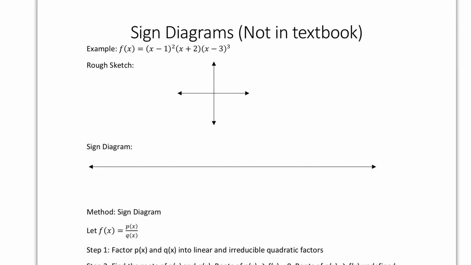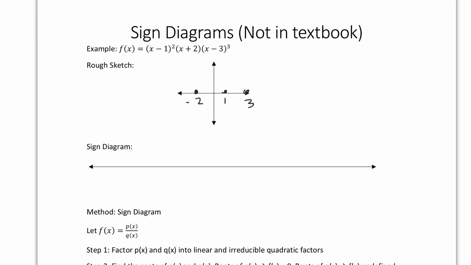So let's take an example function, f of x equals (x minus 1) squared times (x plus 2) times (x minus 3) cubed. Now, you might be able to give a rough sketch of this type of function using your knowledge from pre-cal. We know that there's going to be a root over at 1, so we can put that on the graph. There'll be a root over at negative 2, so we can put that on the graph. And there'll be a root over at 3.